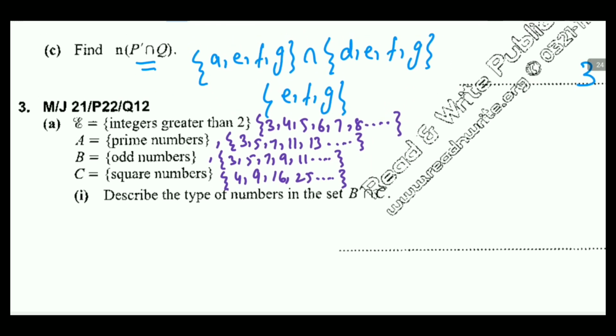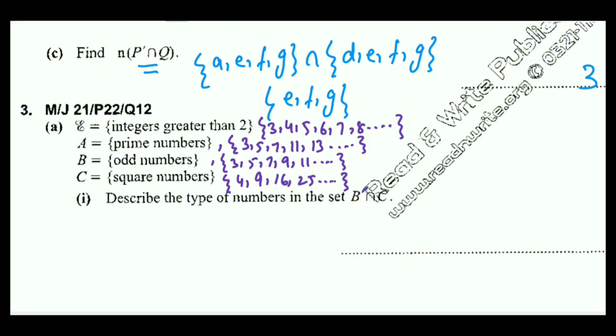So describe the type of numbers in the set B complement intersection C. This is B complement intersection C. So let's first of all find B complement intersection C. B complement is not B. So all the values of the universal set except B. You can say B complement is U minus B. So U minus B is equal to 4, 6, 8, 10, 12 and so on. This is B complement set.